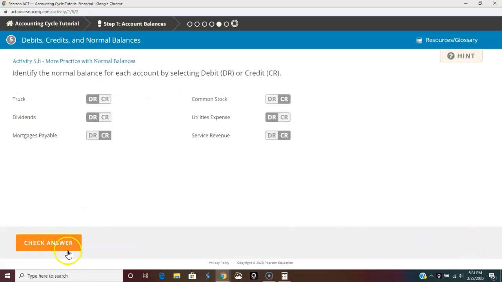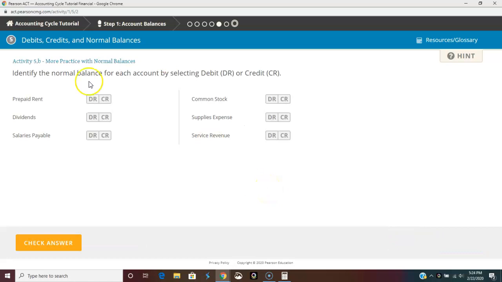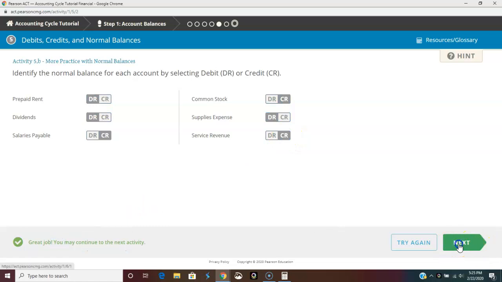Okay, next. Again, try again. Normal balance for each account by selecting debit or credit. So prepaid rent, first thing you're going to do is what kind of an account is it? It's an asset. Assets, debit side. Dividends reduce retained earnings, so they have a debit. Salaries payable, that's a liability, so that's a credit. Common stock is part of equity, that's a credit. Expenses reduce equity, they are a debit. And revenue increases, so it's a credit. Check our answer. Correct.